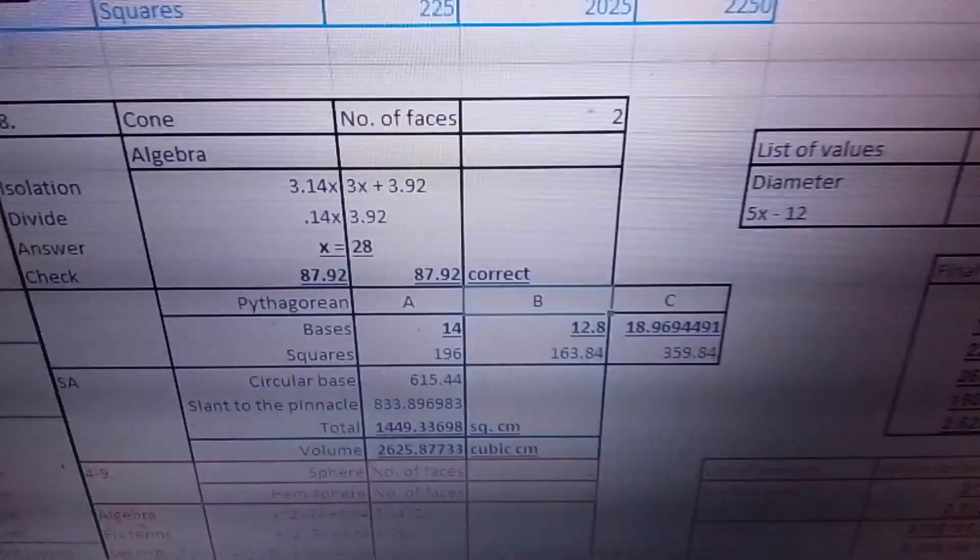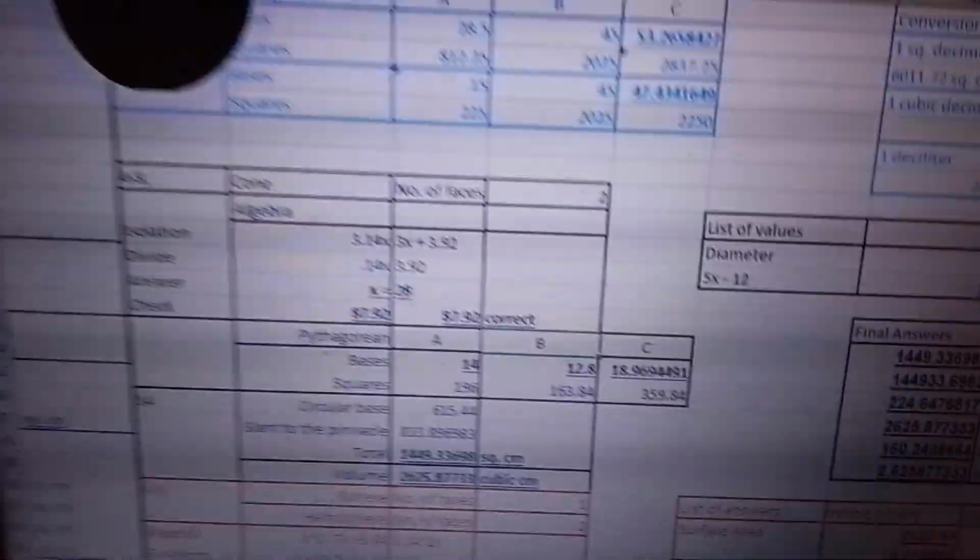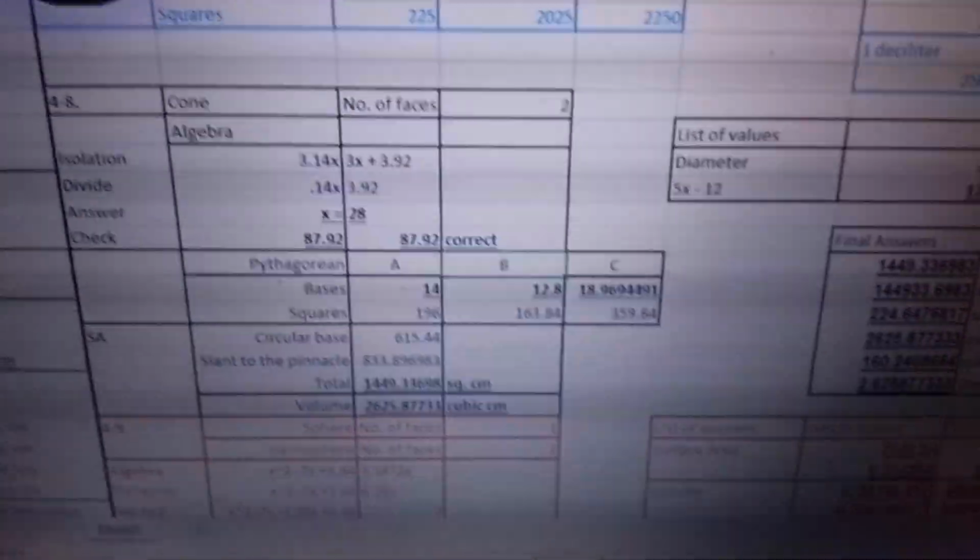If you want to know how the if formula works, please watch it on other sites on YouTube. I cannot explain to you here because I'm doing math, alright?